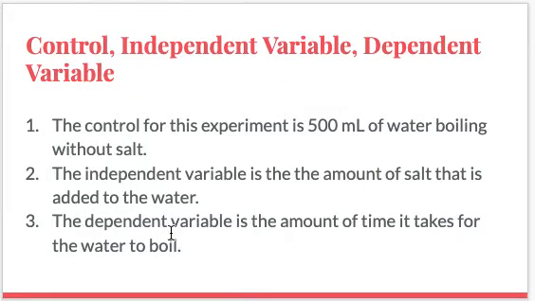Then my dependent variable depends on how I made this change. So I remember that dependent variable, like that change depends on whatever I did. So here it's how long it took to boil depending on how much salt I put in. So for me, the amount of time it takes to boil is my dependent variable.